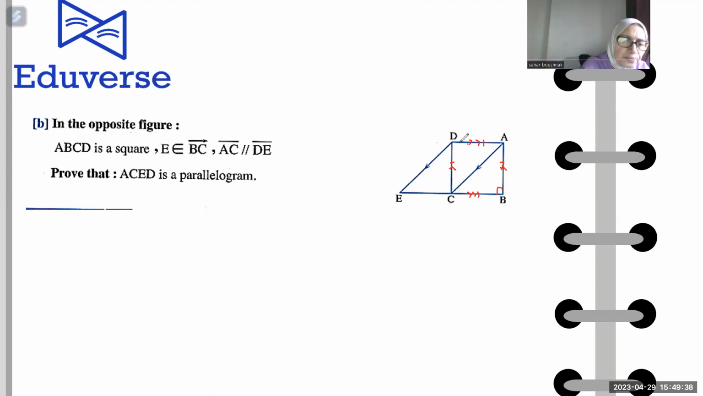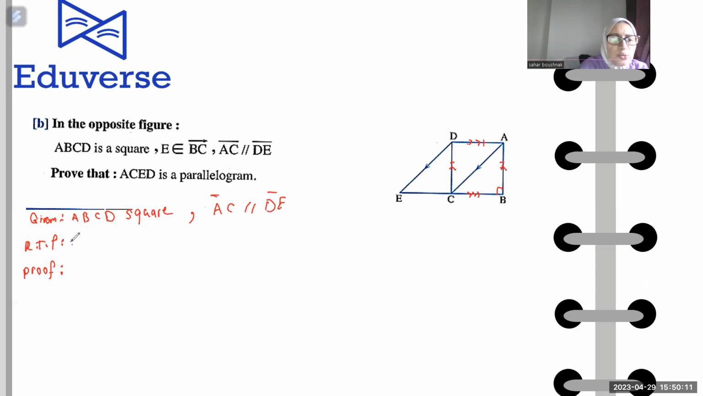Now, the given and required to prove, then the proof. So given here is ABCD is a square, and AC is parallel to DE. He needs me to prove that ACED is a parallelogram.